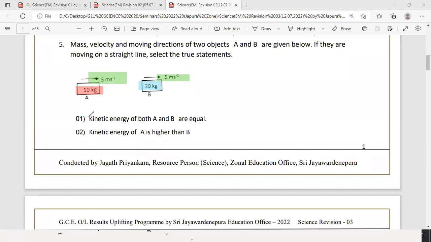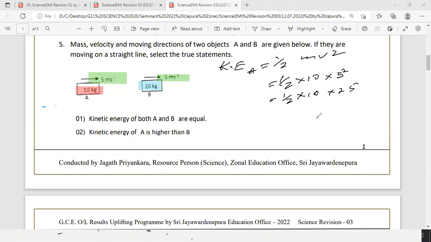First one: the kinetic energy of both these is equal. Okay, what is the equation for the kinetic energy? Half mv squared. If you can calculate the kinetic energy, we will put the kinetic energy of object A. You get half mv squared. So that is half into the mass of the object, 10 kilogram, into velocity squared, that is 5 squared, that is 25. So you get half into 10 into 25.